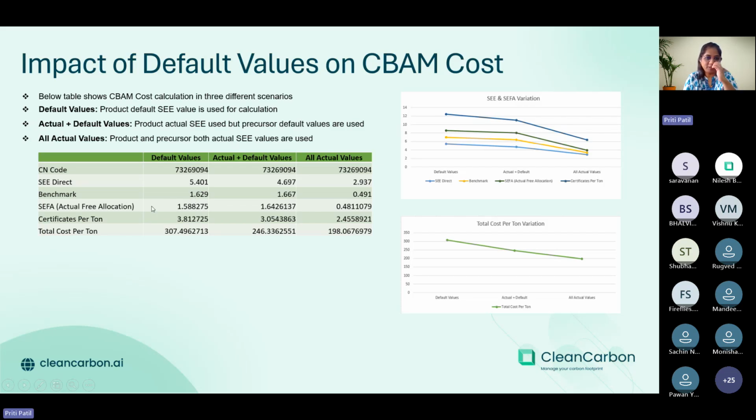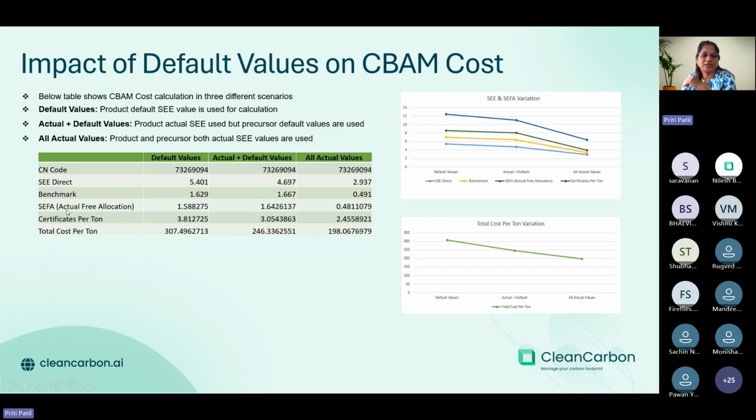Now, based upon these benchmarks, if we calculate the CEFA, the actual free allocation, for default values it comes to 1.588. For the actual plus default scenario, it comes to 1.642. And for actual values, it is just 0.481. Okay, so CEFA is again less in actual. It is higher, surprisingly, in actual plus default values. So this scenario is also not very helpful, actually.